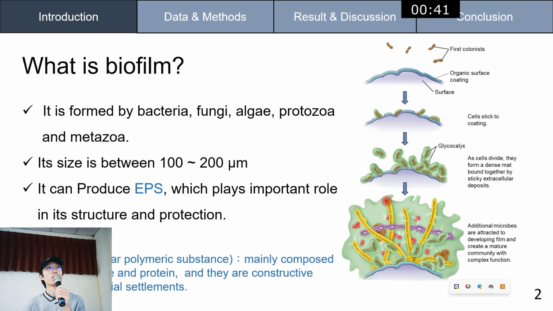Okay. And how does a biofilm form? First of all, you need an organic surface coating, and it will attract some bacteria that stick on it. More bacteria will be attracted and also stick on it, and they will produce EPS. Then more fungi, algae, protozoa, and metazoa are also attracted, and it will form a biofilm.